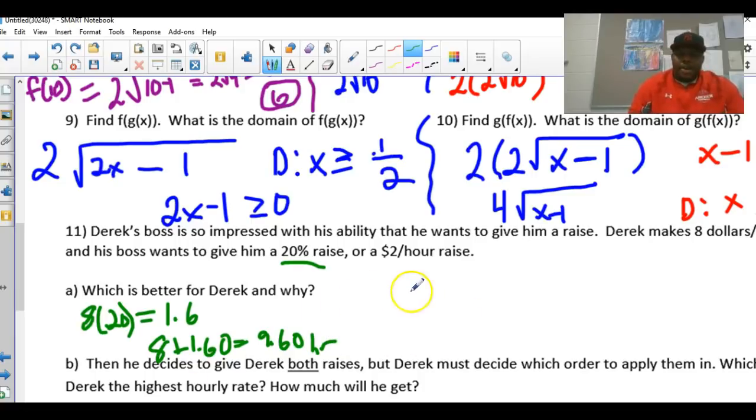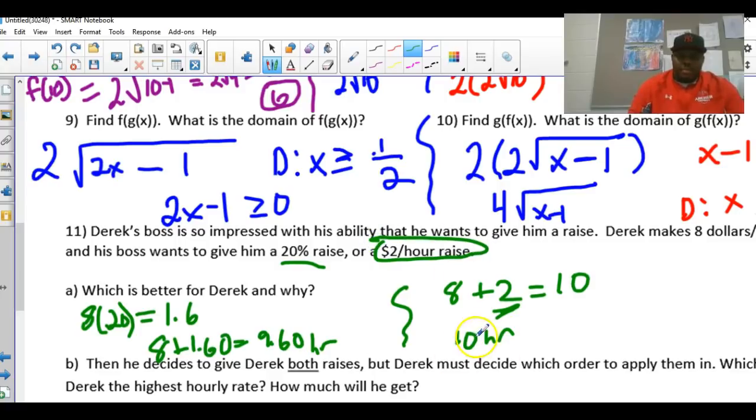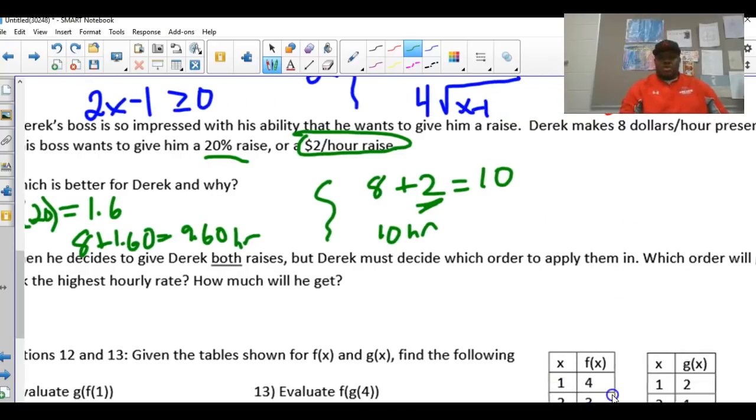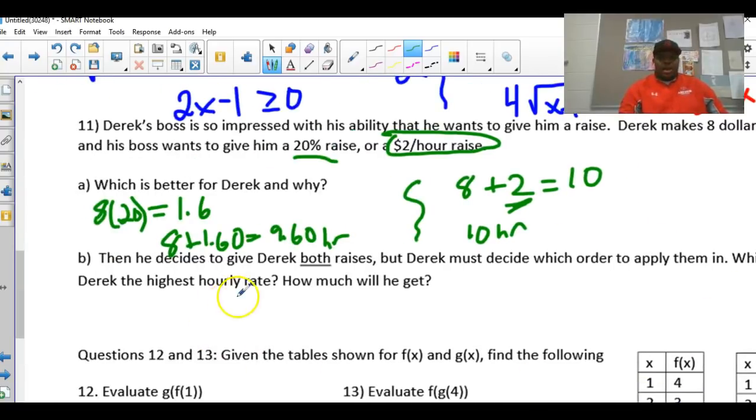Okay? Well, the latter is if you're making $8, add $2 an hour raise, that brings you to $10. So obviously, the $10 an hour, we take the $2 more. So we would definitely take the $2 raise because we're making more an hour versus the 20% raise, okay? So now B, it says, then he decides to give Derek both raises. That's a great boss. But Derek must decide which order to apply them. All right, so which order will give Derek the highest hourly rate? And how much will he get?